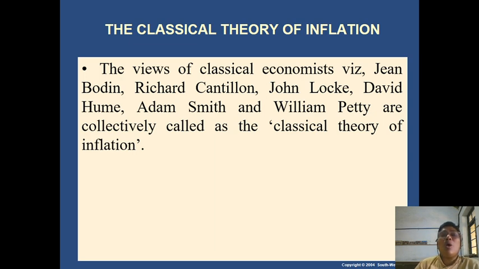Okay, now the classical theory of inflation. Now whose contribution is it? The views of the classical economists, namely Jean Bodin, Richard Cantillon, John Locke, David Hume, Adam Smith and William Petty, are collectively called the classical theory of inflation. So the classical theory of inflation expresses the views of these economists. These are classical economists: Jean Bodin, Richard Cantillon, John Locke, David Hume, Adam Smith and William Petty.